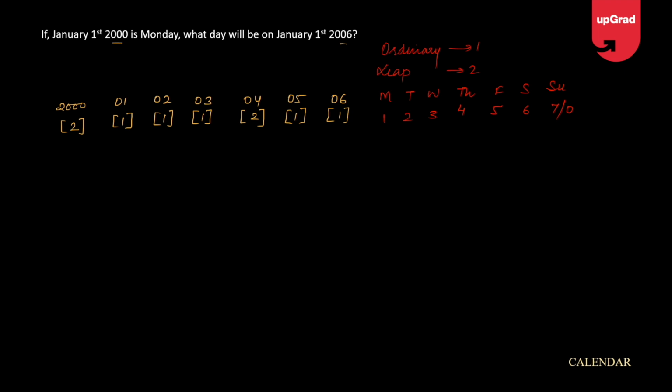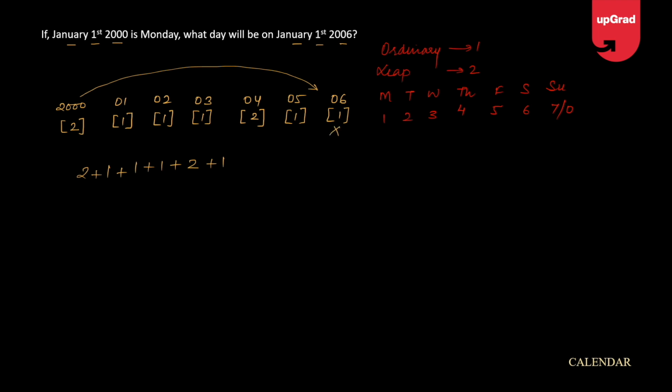Okay, so I've done the primary calculation. One thing to notice here is the month remains the same, the date remains the same. So we have to move from 2000 to 2006. Now, what will my additive values be? 2000 will have two odd days, 2001 one odd day, 2002 one odd day, 2003 one odd day, 2004 two odd days, 2005 one odd day, and now we reach 2006.